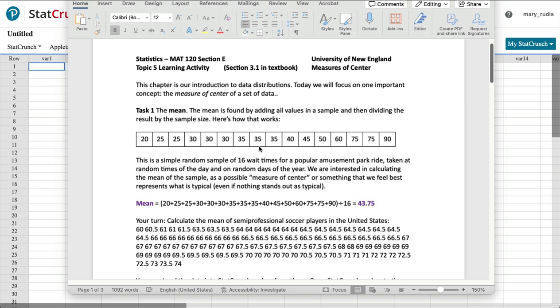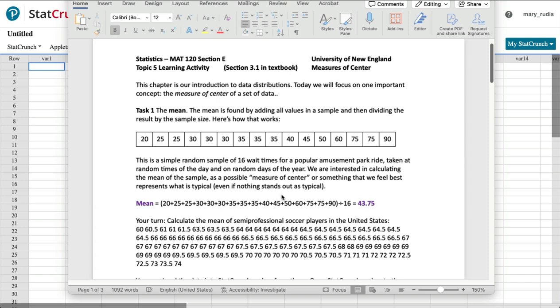We're going to talk about measures of center of a data set today. This is beginning chapter 3 in our textbook in our University of New England statistics class. But if you just happen to come along this video and you're just interested in how we do measures of center, especially in StatCrunch, you are on the right video.